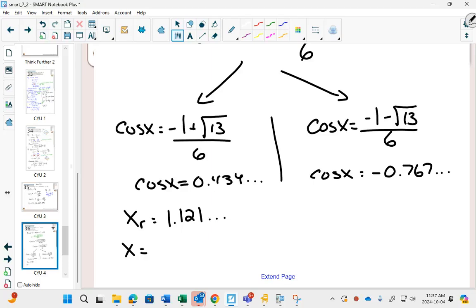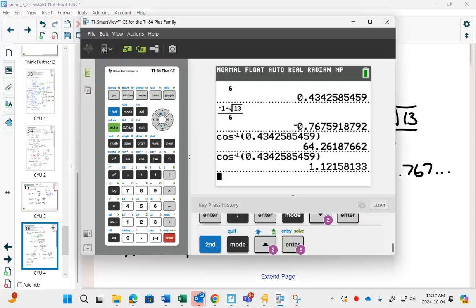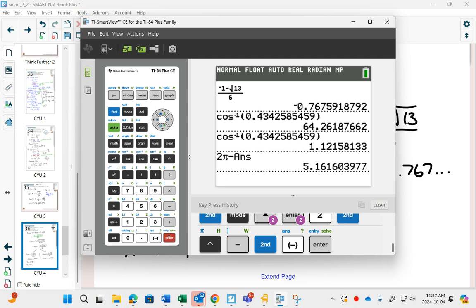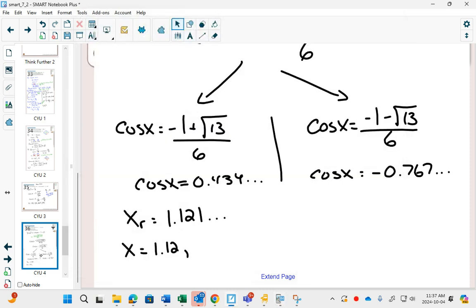And solving between 0 and 2 pi, cos is positive. It'll be in quadrant 1. Oh, what does it want me to round to? Nearest hundredth. So then I'd be good there, 1.12. And then in quadrant 4, because cos is also positive in quadrant 4, I would go 2 pi minus, and I can go second answer, 5.16.